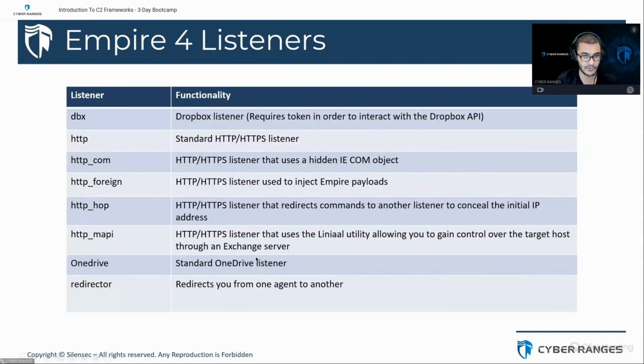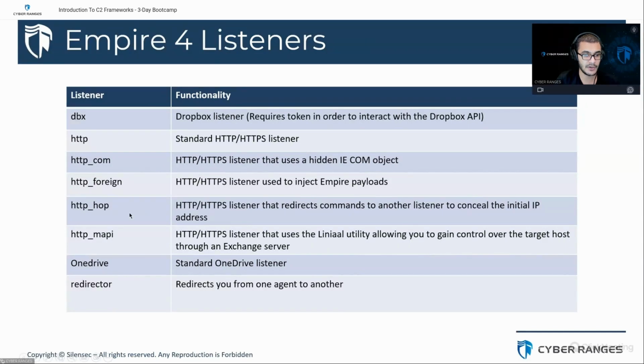So just to give you a bit of context there, you have your standard HTTP listener, which supports HTTP or HTTPS. You have your HTTP COM listener, which you can use when you're specifically targeting Windows systems because it utilizes the hidden Internet Explorer COM object, which really isn't needed now because a similar sort of setup can be utilized through your own web server, just through an HTA file. So for those of you that attended the Windows Red Teaming Bootcamp, you saw that in action, which we can also do. You then have the HTTP foreign listener, which is used to inject Empire payloads.